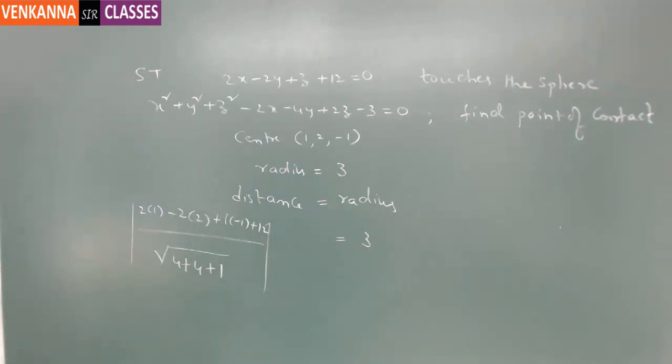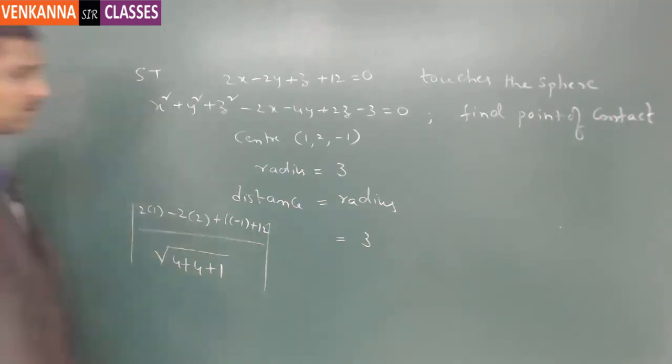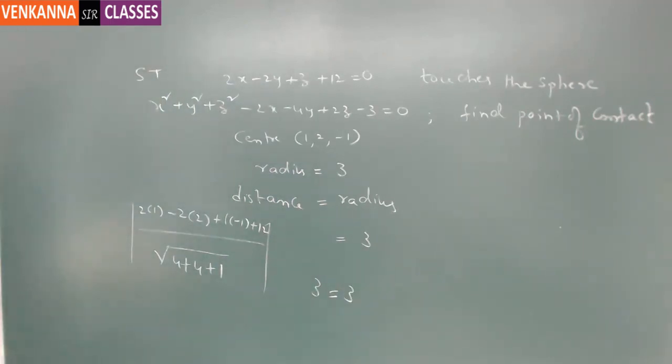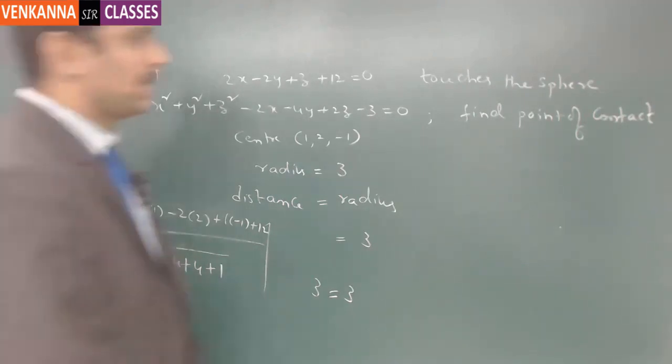So please check on that, are these values equal or not. You are getting 3 is equal to 3. Distance is equal to radius. Please check. So for a rough visualization, you can have the picture like that.